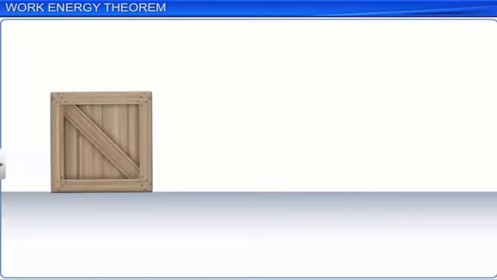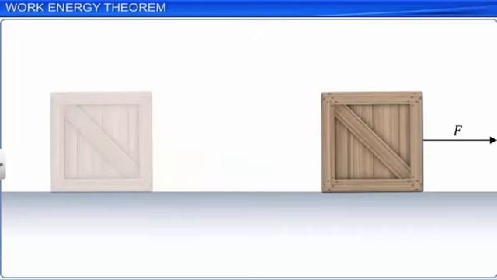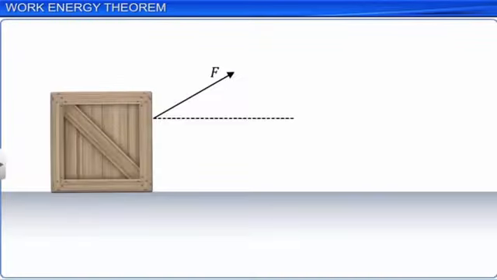Consider a wooden block which is at rest on a horizontal surface. When the block is pulled by an external horizontal force F, it is put into motion and is displaced through a certain distance d, and we say work is done on the block. Let's consider a second case, where the direction of the force is not along the direction of the motion of the block. Here, the force makes an acute angle theta with the horizontal.